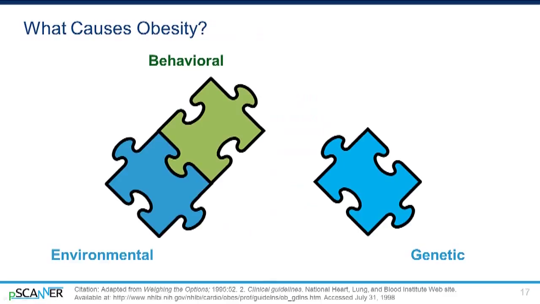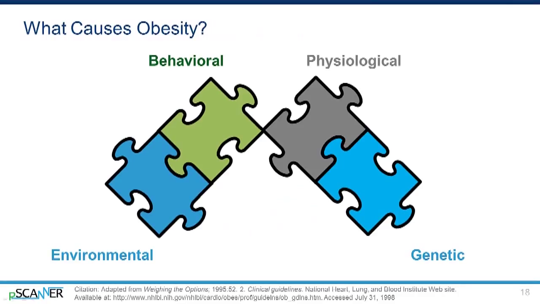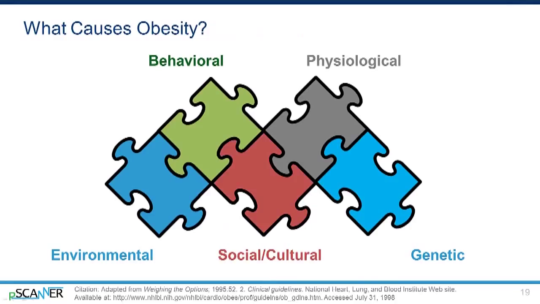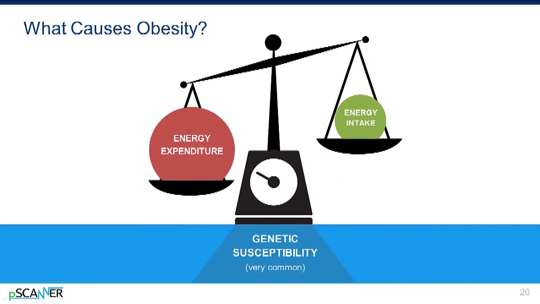Environmental. Perhaps the environment is not conducive to healthy living, or individuals are exposed to chemicals that impair their function. Physiological. Biochemical processes in a person's body might cause them to convert the food they eat more or less efficiently. Social and cultural. The social and cultural norms may put more or less emphasis on physical activity and food. All of these factors may interact to lead to obesity.